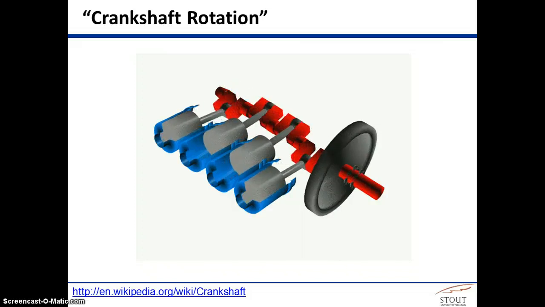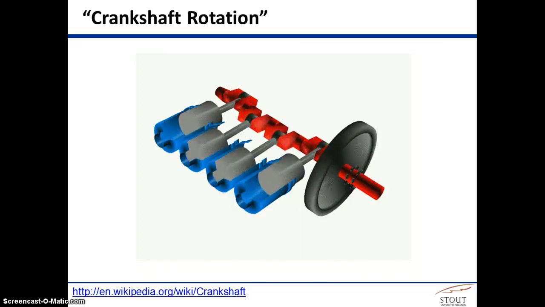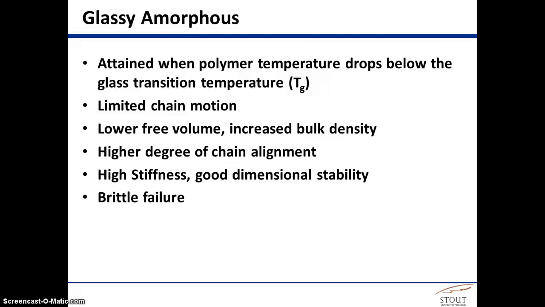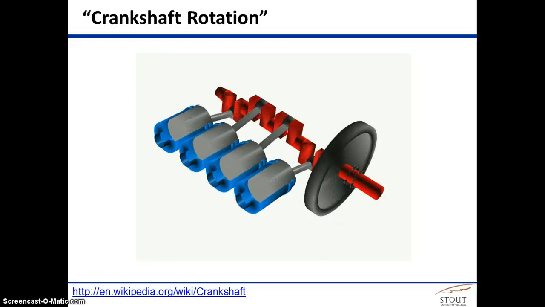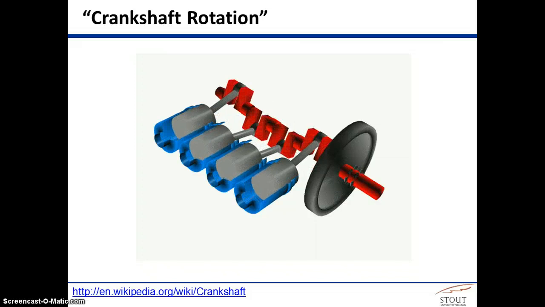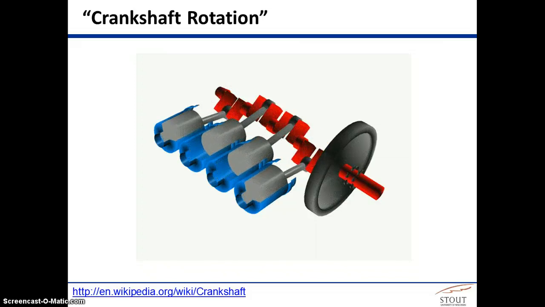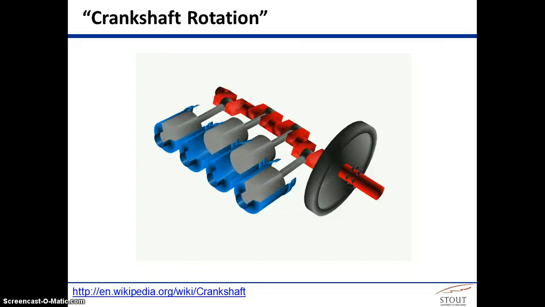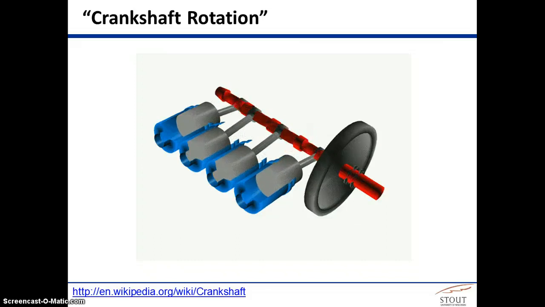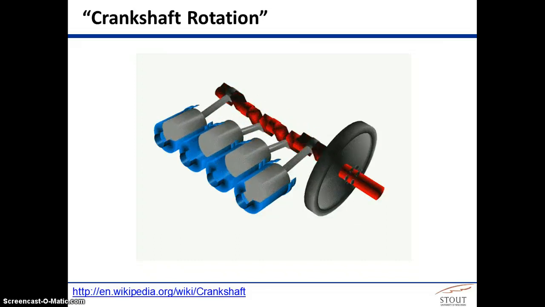But reptation and crankshaft rotation, those are really the best ways to view the thermal regime that makes a rubbery amorphous polymer rubbery and amorphous. It's the ability of these motions to exist in that polymer backbone.